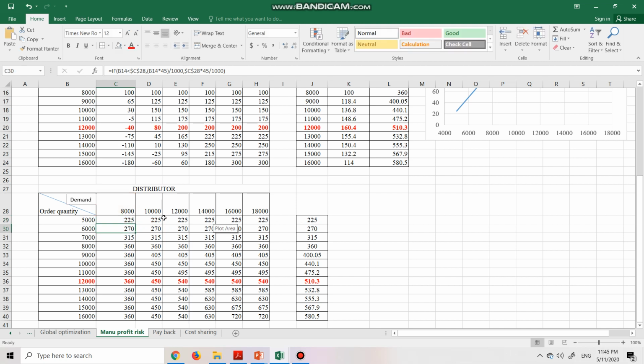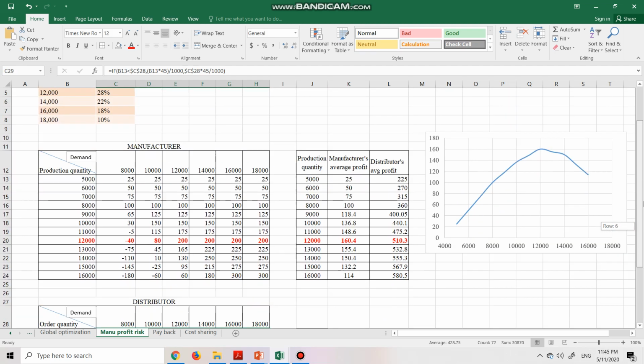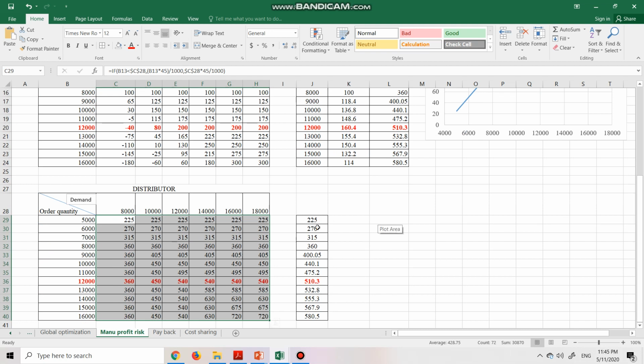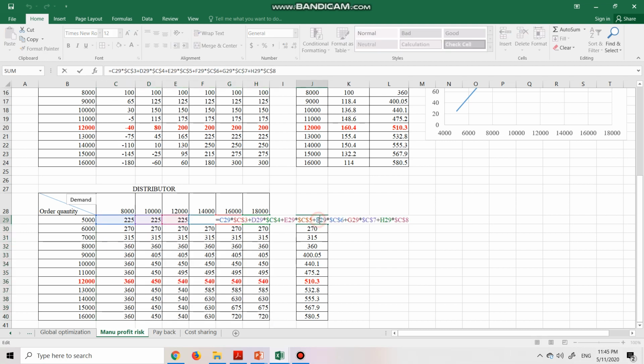And the same, combine this value with the probability of the demand, we can calculate the average profit of the distributor.